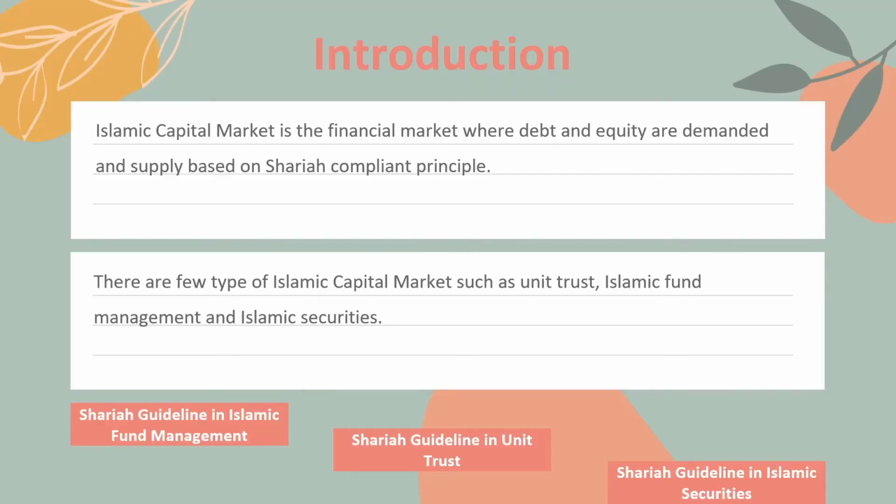We will begin with the introduction. Islamic capital market is the financial market where debt and equity are demanded and supplied based on Sharia compliant principle. There are a few types of Islamic capital market. Islamic capital market is the largest market that provides a few types of product, for example, unit trust, Islamic fund management, and Islamic securities. Because of that, our study is based on the Shariah guideline in Islamic fund management. Next is the Shariah guideline in unit trust, and lastly, Shariah guideline in Islamic securities.